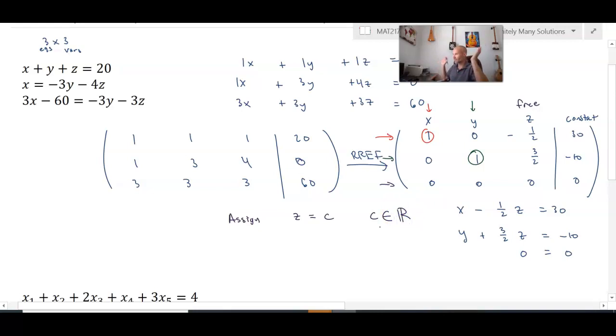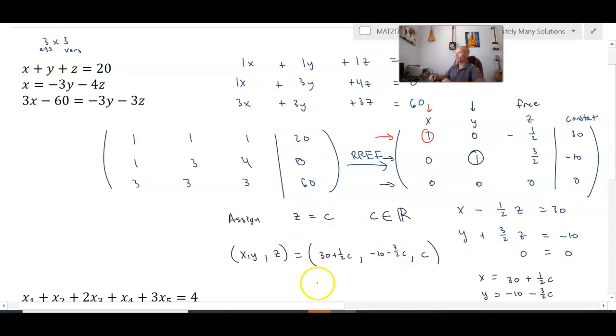That just means that c can be any real number: positive, negative, fraction, decimal, zero, whatever we like. In that case, if z is equal to c, then x minus 1/2 times c equals 30, so x has to equal 30 plus 1/2 of that value. In the second equation, what does y equal? Well, y is going to equal negative 10 minus 3/2 of whatever value we give z, which is this constant c. And then we can write our solution set (x, y, z) equals x, which is 30 plus 1/2 c, y, which is negative 10 minus 3/2 c, and z, which is the value that we fix initially.